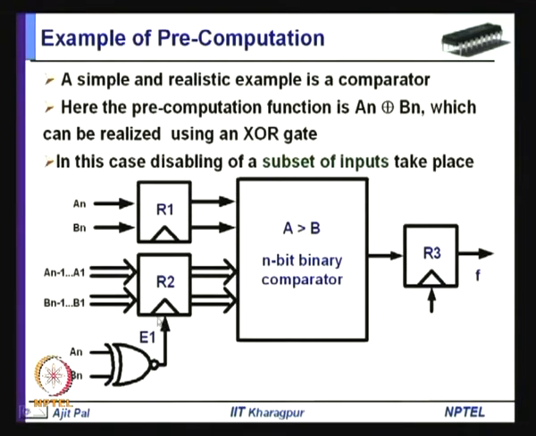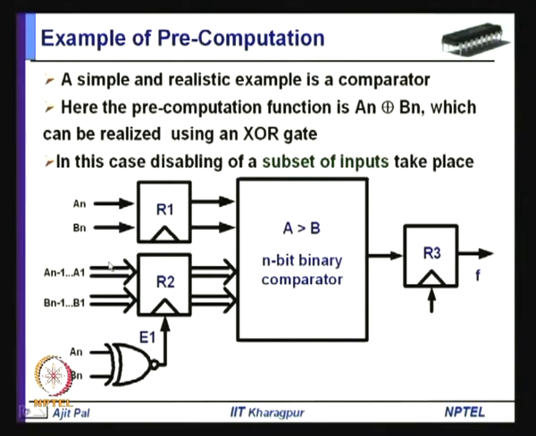So, this is enabled only when a n and b n are the same. That means, when a n and b n are the same, 0 0 or 1 1, only then these bits a n minus 1 to a 1 and b n minus 1 to b 1 are to be applied to this comparator to find out whether a is greater than b or b is greater than a.